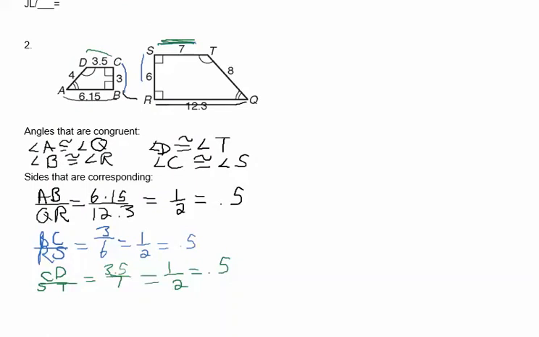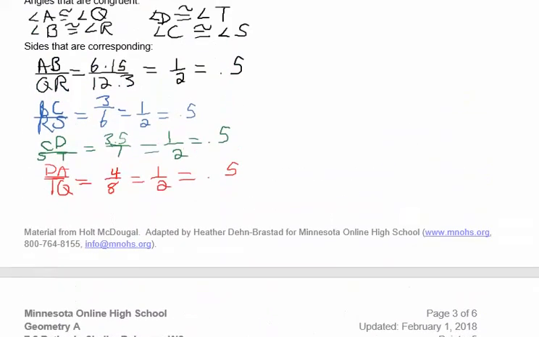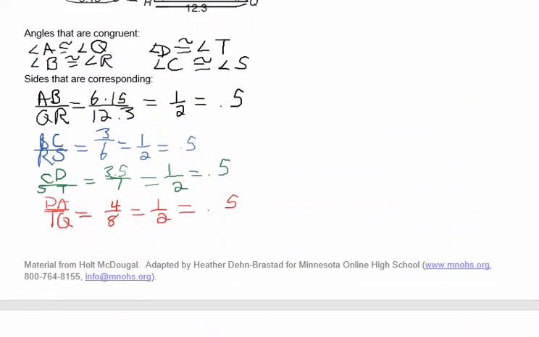All right, we have one more side to go here. We have DA, which is 1 mark to 2 marks, and TQ. So DA is corresponding to TQ, and let's fill in our sides here, 4/8. And of course we see that's also 1/2 or 0.5. So when they ask you to find the similarity ratio, which they'll do on the next problems, the similarity ratio would be 1/2, because that's what we found for all of these.